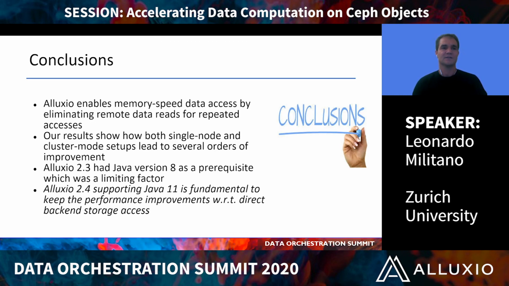The next conclusion we can take is that Alluxio 2.3 had Java version 8 as a prerequisite, which was a kind of limiting factor, which was removed by Alluxio 2.4, which supports Java 11. And this is fundamental to keep the performance improvements with respect to direct backend storage access.